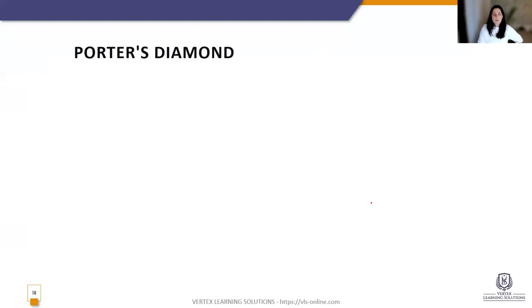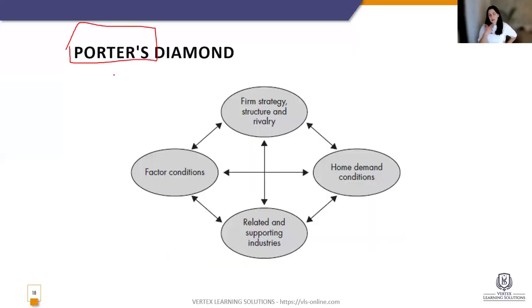Oh, okay. So if you don't know who's the guy who has invented a model that is used in ACCA, well, that probably would be Porter. So this person has come up with a diamond that explains why certain countries thrive in some areas and some not.